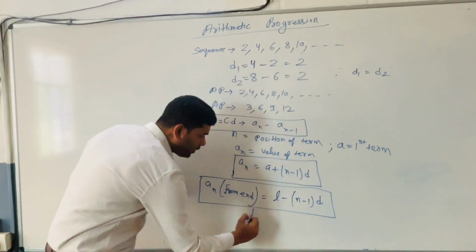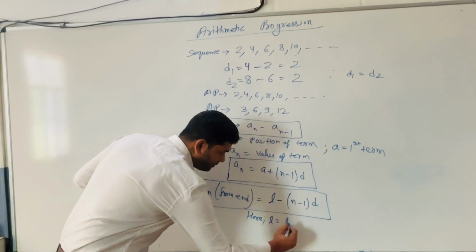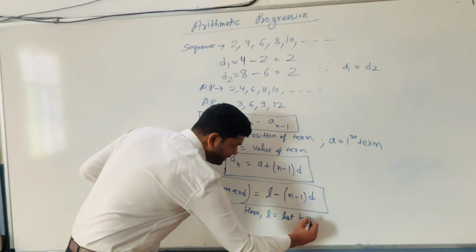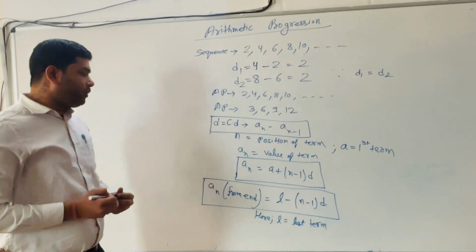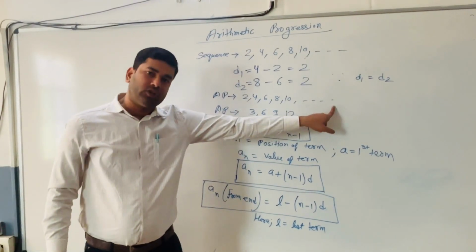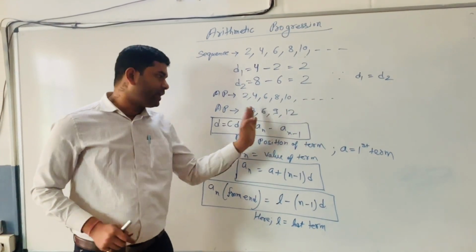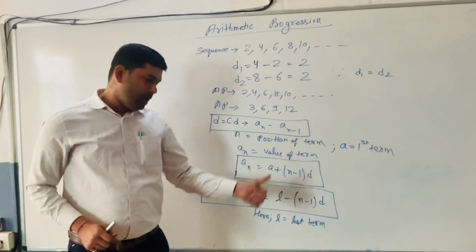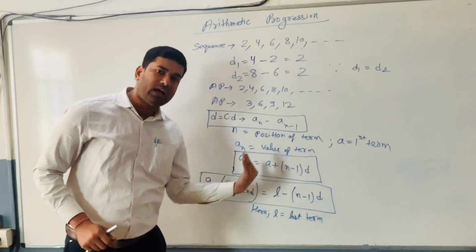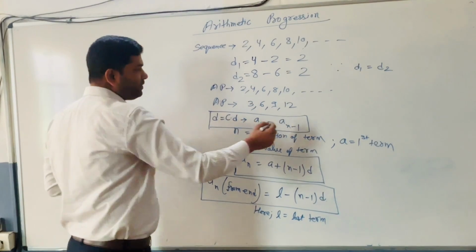Here L is what? L is the last term. Here another parameter is there, that is the last term. So for finding the nth term from the end, you will be given the last term in the question. Don't worry about that. In this question I have not given the last term because we are finding the nth term from the beginning. But here we have to find the nth term from the last. That means the last term will be given in the question. This type of AP will be given to you.